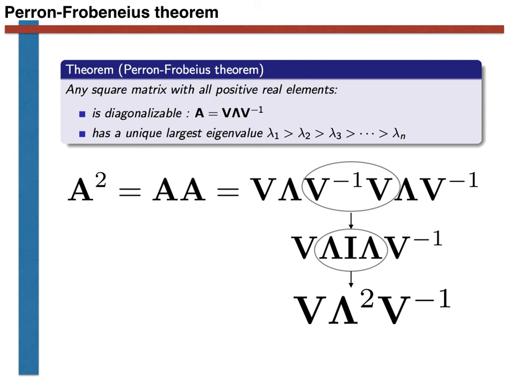Obviously, this process could be taken further, and we could calculate higher powers of the matrix A in a similar way. If we wanted the nth power of this matrix, we would have a similar expression to that shown here. It would just have the nth powers of the eigenvalues along the diagonal elements of lambda to the n rather than the squares.